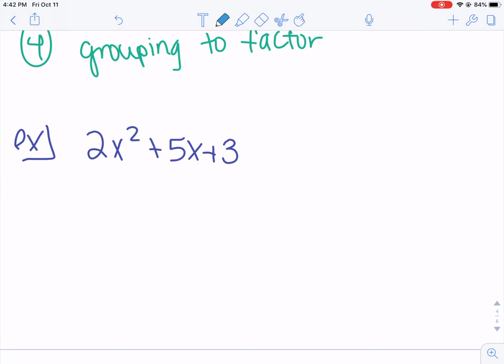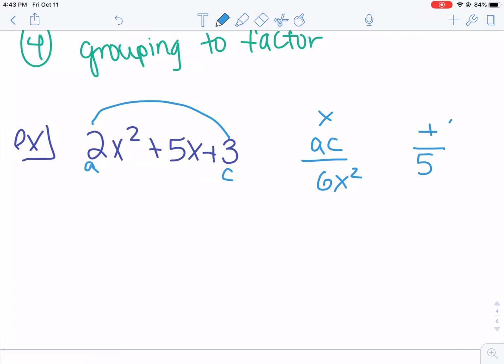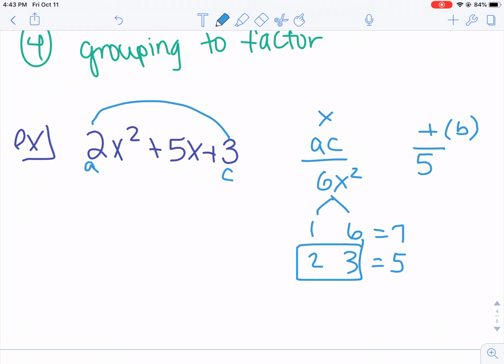So I have 2x squared plus 5x plus 3. The first step says multiply a times c. This is your a, this is your c. So ac is 6x squared. I want two things that multiply to that, but I want them to add to my b term, which is 5. So I could do 1 and 6 or 2 and 3. This is 7, and this is 5. So 2 and 3 are the pair I want because they multiply to 6, but they add to 5.